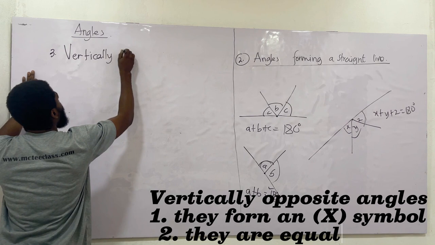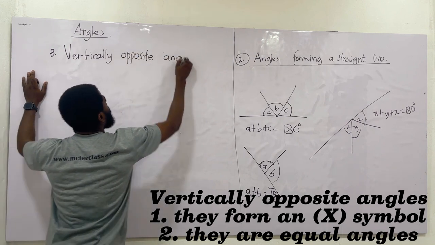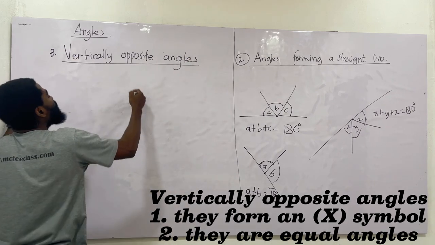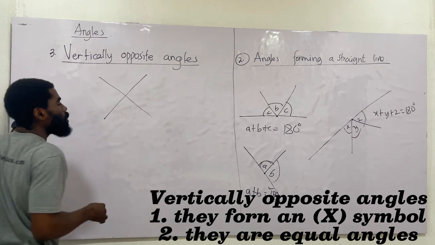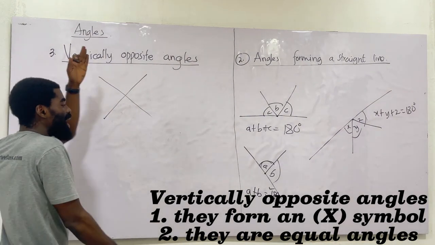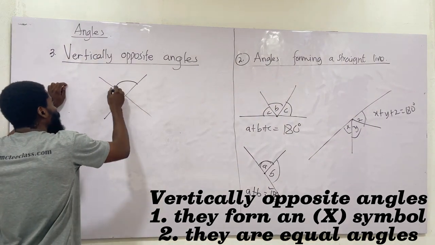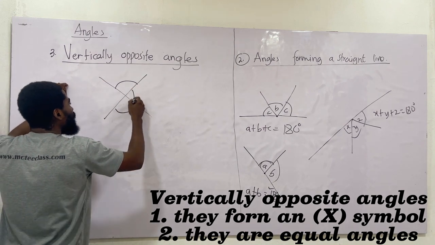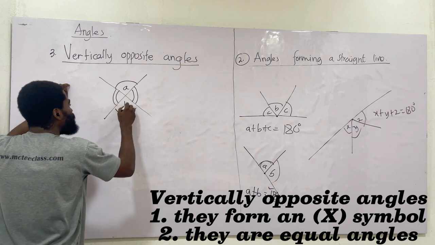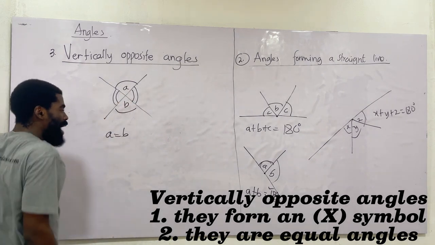We have vertically opposite angles. Vertically opposite angles, you always find them in an X symbol. So anytime you see a diagram where the lines are crossing to give you an X, then vertically opposite angles will work. The angle here is equal to the angle there, and the angle there is equal to the angle here. So if here is A and there is B, then from vertically opposite angles, A equals B. Very simple.